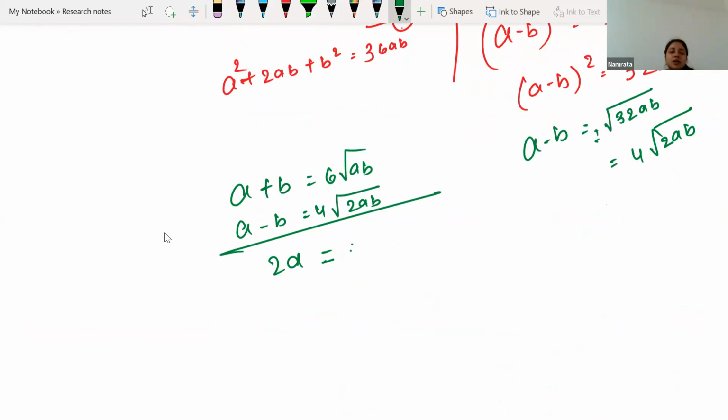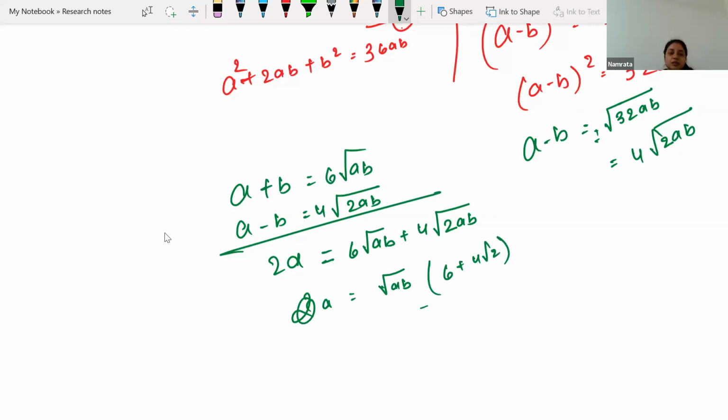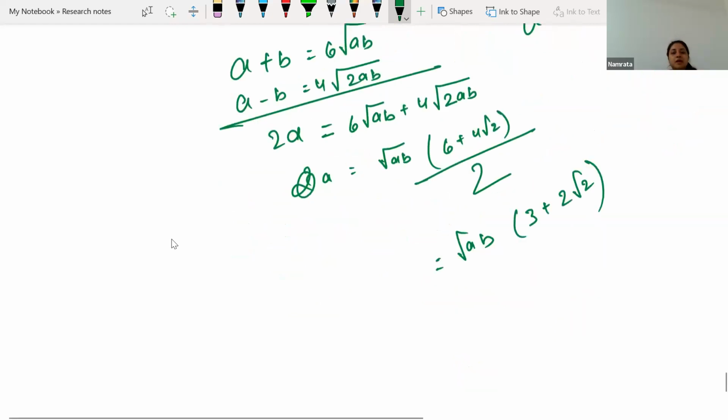okay, this one if we add it, what will we be getting? 6 root ab plus 4 root 2ab. 2a, so a will be root ab, we can take out common, times 6 plus 4 root 2, divided by 2. Is it clear? Yes, ma'am. Root ab, and if we take 2 common from the numerator, it will be 3 plus 2 root 2. Right, Lena? Yes, ma'am. Now the b value.